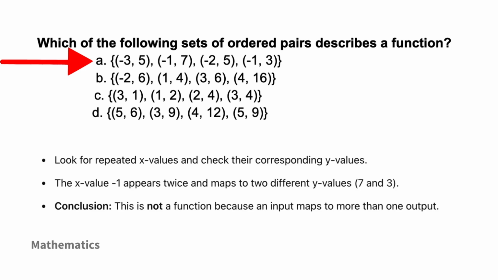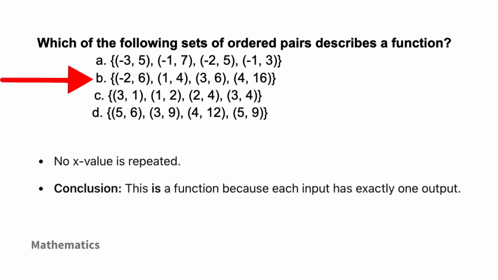Starting with option A, we see the pairs negative 3, 5; negative 1, 7; negative 2, 5; negative 1, 3. Look for repeated x values and check their corresponding y values. The x value, negative 1, appears 2 times, or twice, and maps to 2 different y values, the 7 and the 3. Understanding this, we can see that option A is not a function because an input maps to more than one output.